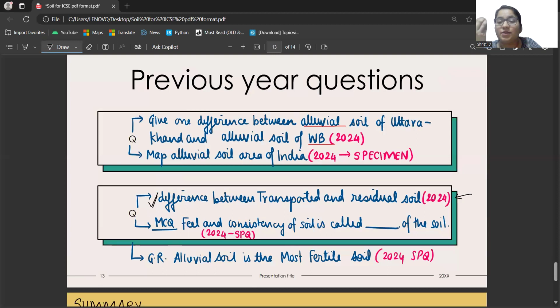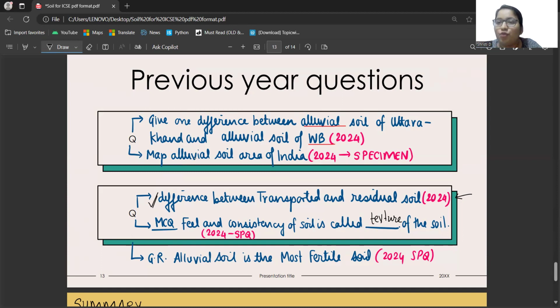Okay. Feel and consistency of the soil. Look, feel and consistency I had already told you, we had learned it. It's called texture. Remember the chooda example, remember the rasmalai example. Chooda was rough. Okay. Rasmalai was soft. Texture. The texture mattered over here. And alluvial soil is the most fertile soil. Of course, it is the most fertile soil. Why? Easily tillable. Great in nutrients.